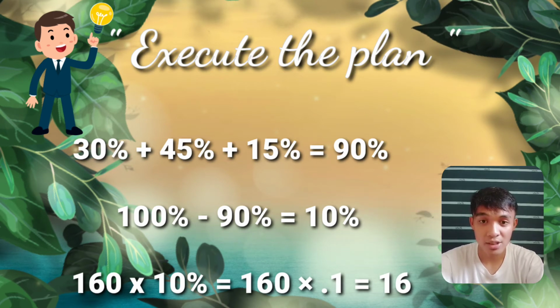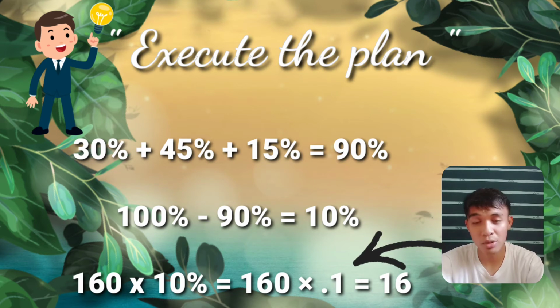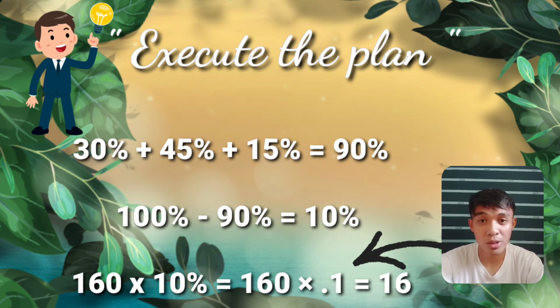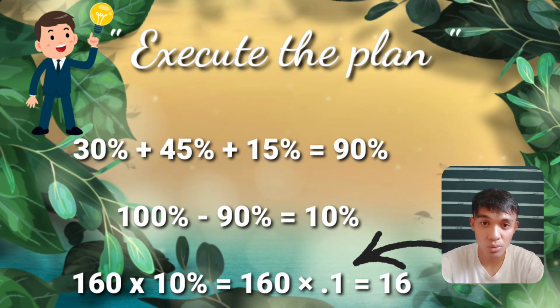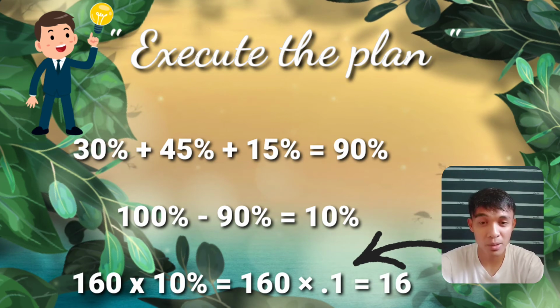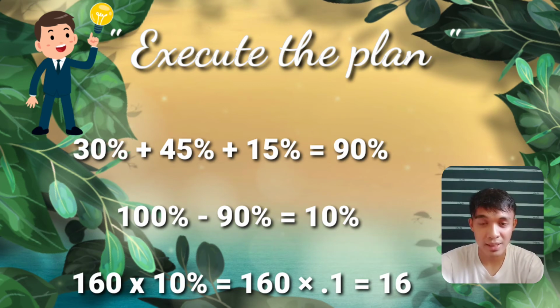Now to get the answer to the second question, we just need to multiply 160, which is the total number of individuals, by the answer to the first question, which is 10%. But first, in order for us to multiply that, we need to convert the percentage, 10%, to its decimal value. The decimal value of 10% is equal to 0.1. Now we proceed to the multiplication: 160 times 0.1 is equal to 16. That is the total number of individuals in the second question, so that is also the answer to the second question, guys. That is the third strategy, which is executing the plan. We're going to proceed to the fourth strategy. See you again.